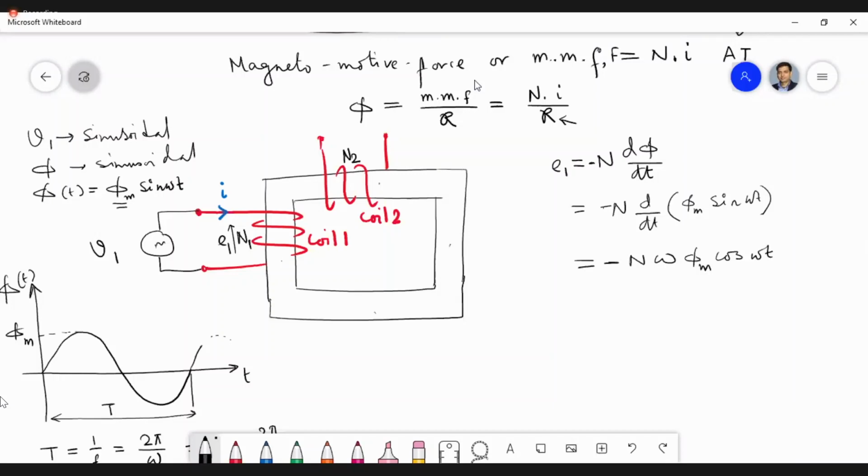For a sinusoidal quantity, suppose we have a sinusoidal signal like this, any signal you take. If this is the sinusoidal quantity, then the RMS value is given by the maximum value divided by root 2. So this is how we find the RMS value. So here also, if we want to find the RMS value, this is the maximum value.